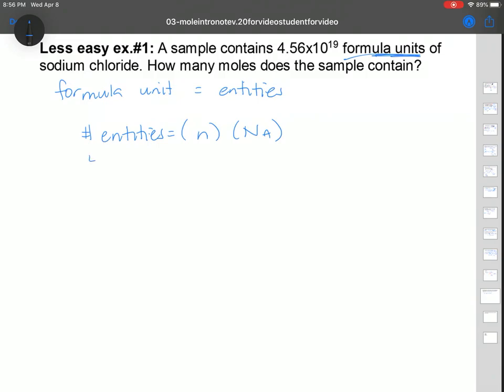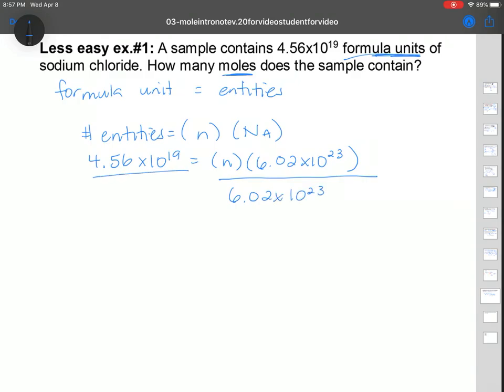do this formula, this is where you want to make sure that you have a good relationship with your calculator. So we're asked for the number of moles, and Avogadro's number is always 6.02 times 10 to the power of 23. So now to isolate n, we actually have to divide on both sides. Here it cancels. So now you're doing 4.56 times 10 to the power of 19 divided by 6.02 times 10 to the power of 23.